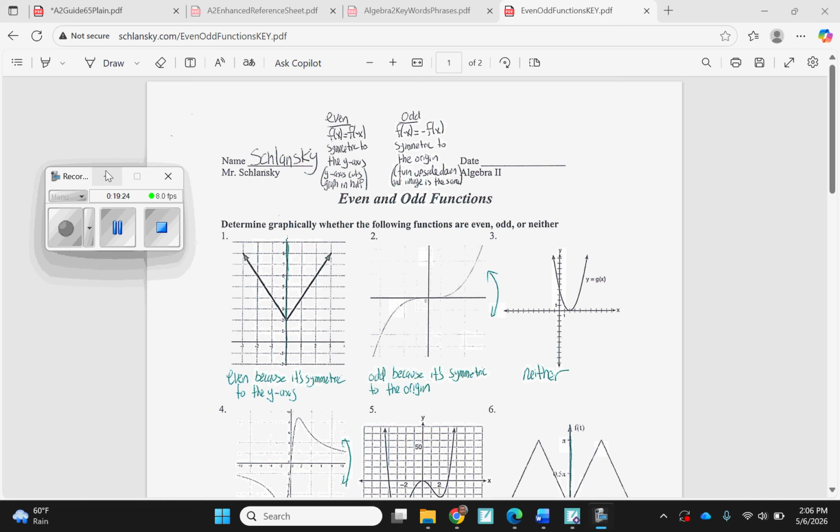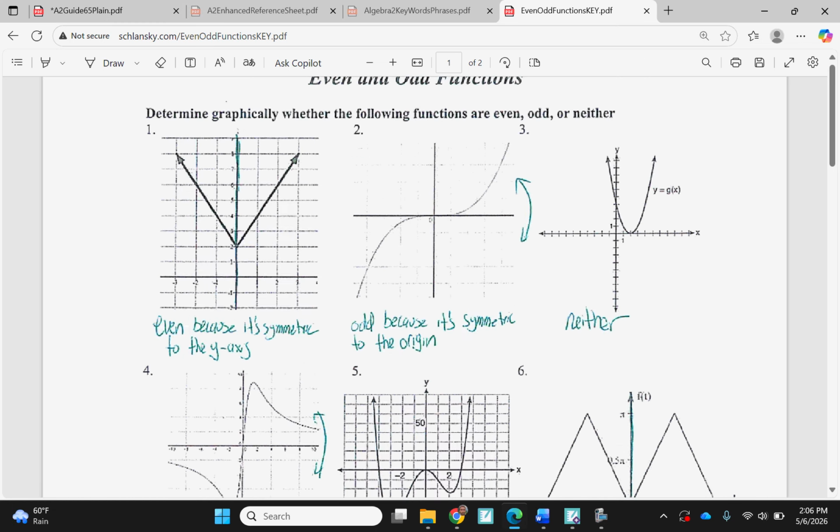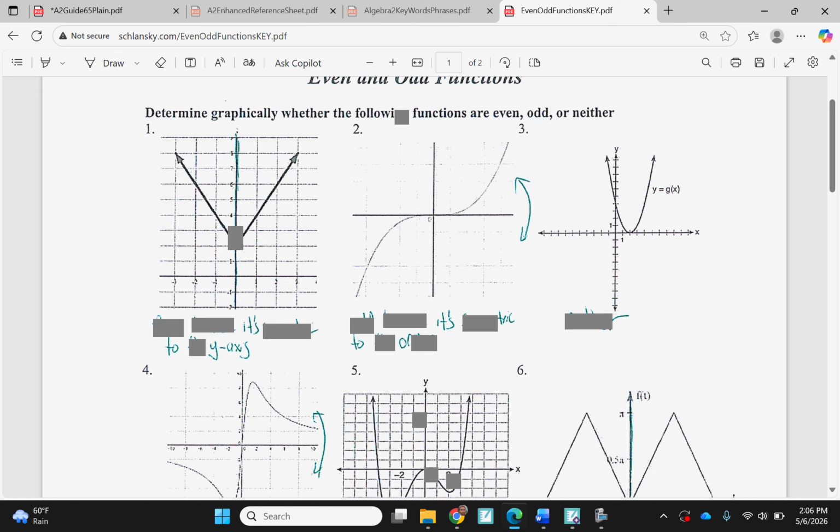Just to quickly transition to this here, so you can see a bunch of examples. Number 1 is even because, again, it's symmetric to the y-axis. 2 is odd because it's symmetric to the origin. I could turn it upside down and see the same thing. Or if you pick a point and you count to the origin, 1, 2, 3, 4, then 1, 2, 3, it lands on itself. That's odd, symmetric to the origin.